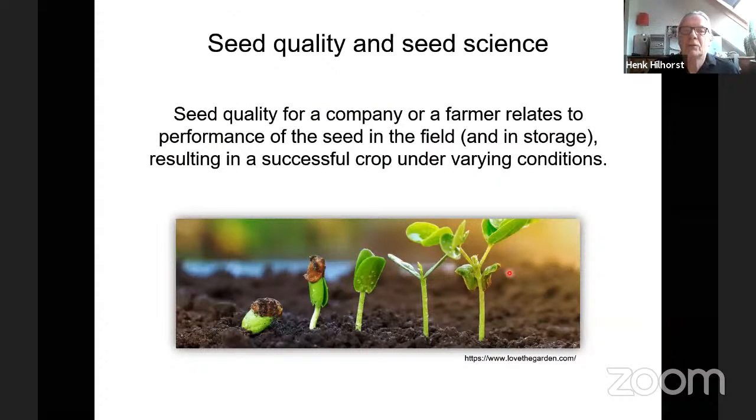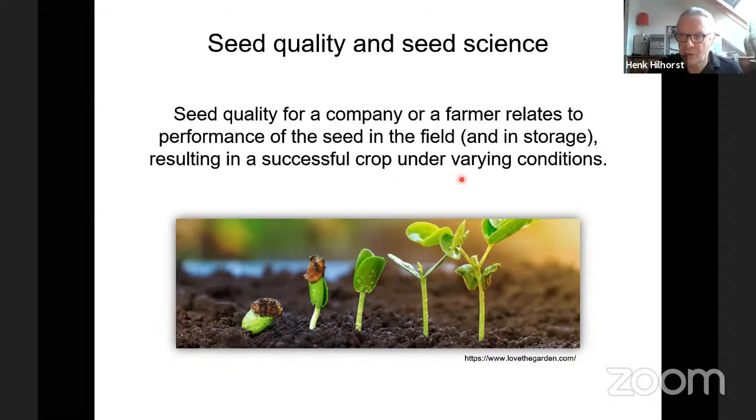So I want to talk about seed quality in relation to seed science. What is seed quality? That is an important thing to keep in mind. Seed quality for a seed company or for a farmer relates to the performance of the seed in the field, but also in storage. Also, farmers want to store seeds for the next year, resulting in a successful crop under varying conditions. And varying conditions mean also unfavorable conditions. So that is quite a challenge to reach high seed quality.